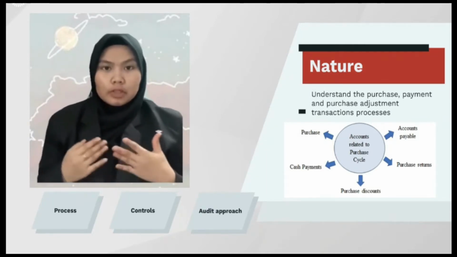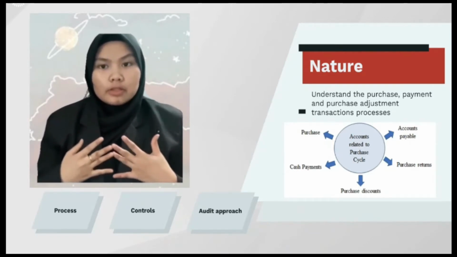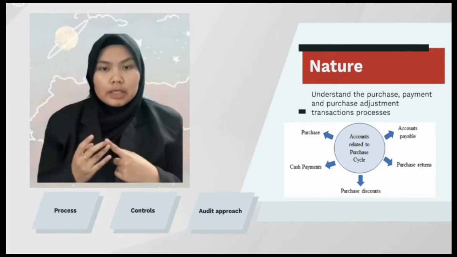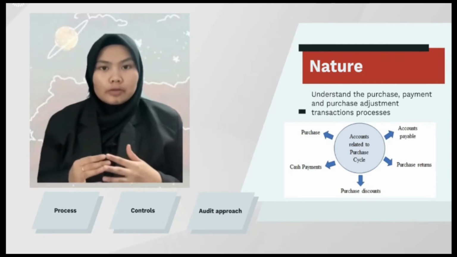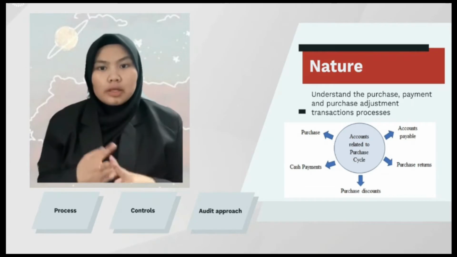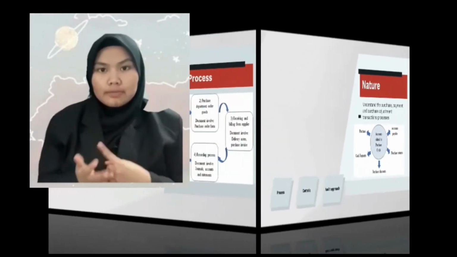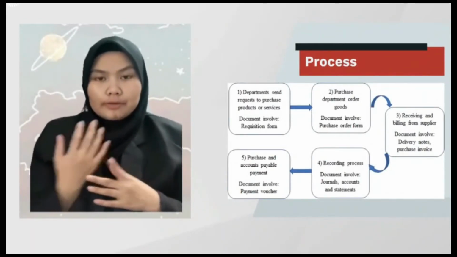So before the auditors can audit the purchase cycle, first they must understand the purchase, the payments and purchase transaction in their client's company. Usually, there are several accounts related to the purchase cycle, such as purchase accounts, cash payments, accounts payable, purchase returns, and lastly, purchase discounts. For the processes in the purchase cycle, usually it has 5 processes.